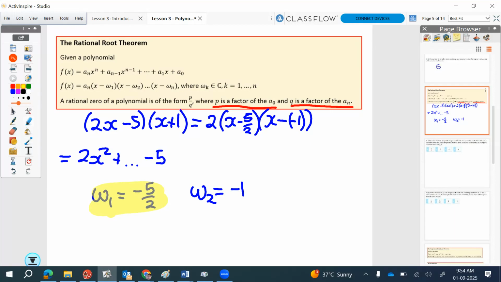It says here that p is a factor of a0. What it means is it's saying that 5 is a factor of this term here at the end, and we can see that very clearly. The next part says q is a factor of an, this number here at the front. We can see that. That is what this is telling us. This is the rational root theorem.